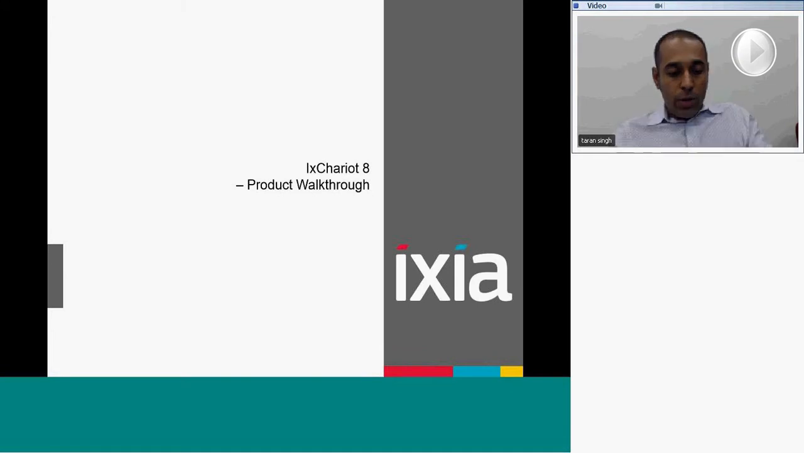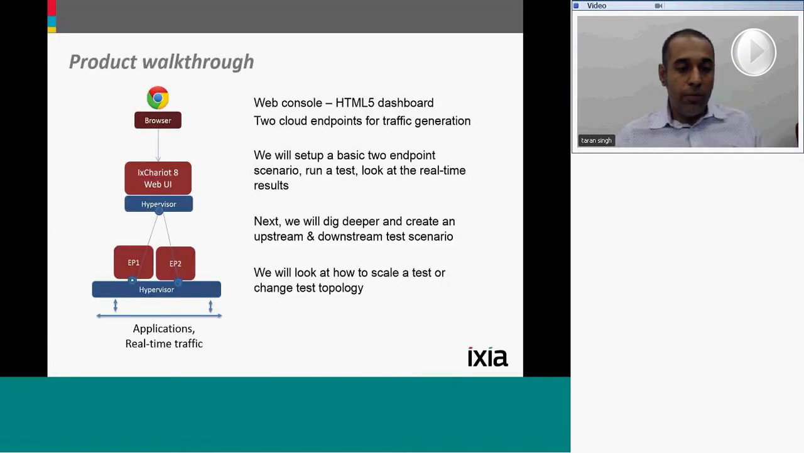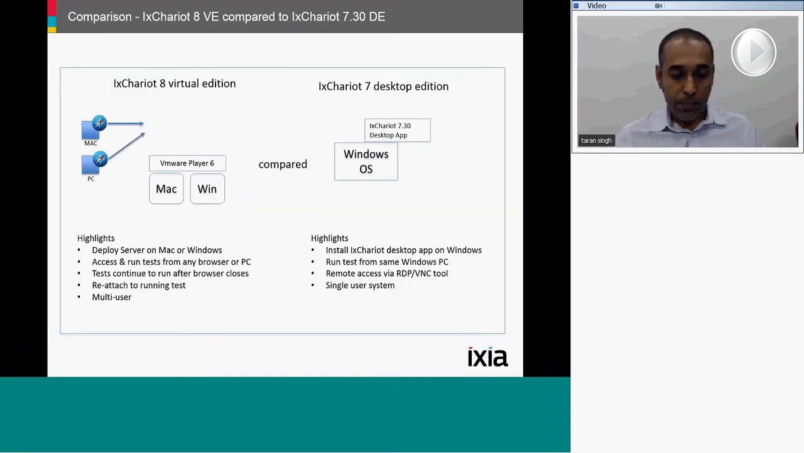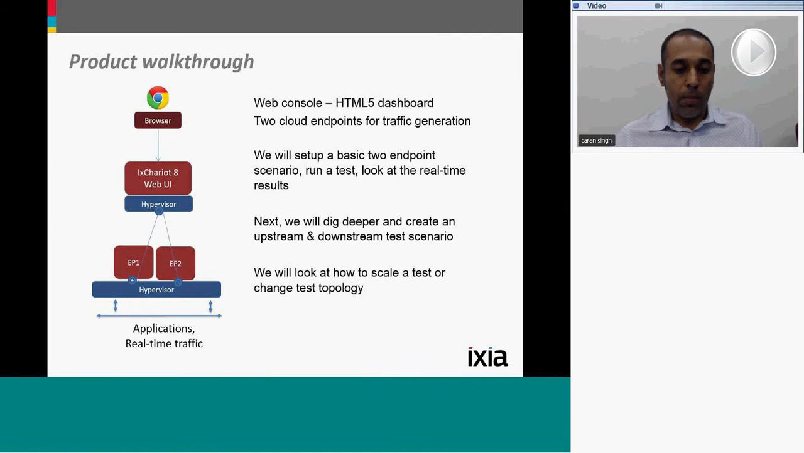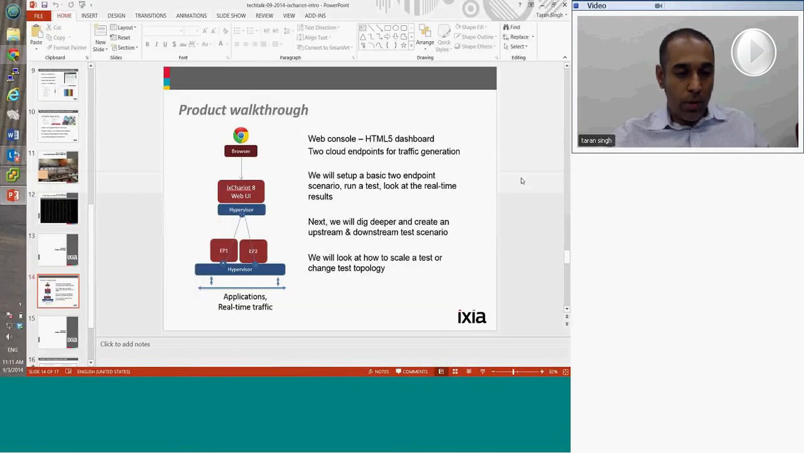Now with that, I'll switch to a product walkthrough, but before I do, I wanted to share with you what it looks like. What I'll be doing today is setting up a basic 2-endpoint scenario, all in a hypervisor environment, and we're going to run a couple of UDP and TCP tests just to get you a sense of how the product works. And I'll also show you the mock-up of the scenario that we've actually created.